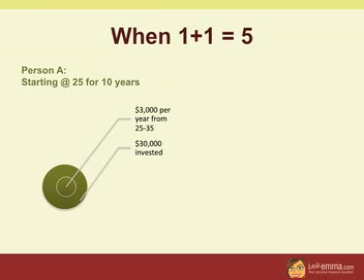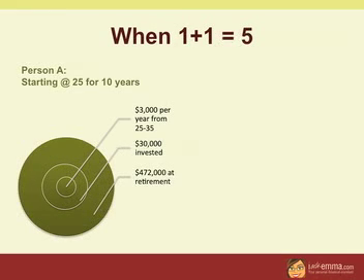They don't invest any more money, but they just let the money work for them, earning an average of 8% per year. When they decide to retire at the age of 65, they will have $472,000 and still would have only invested the initial $30,000.